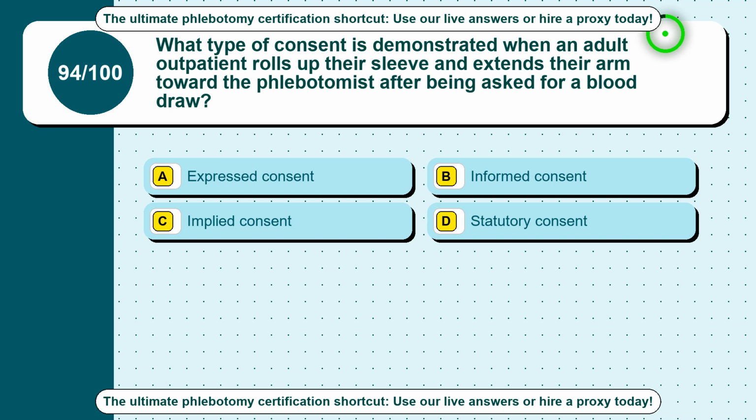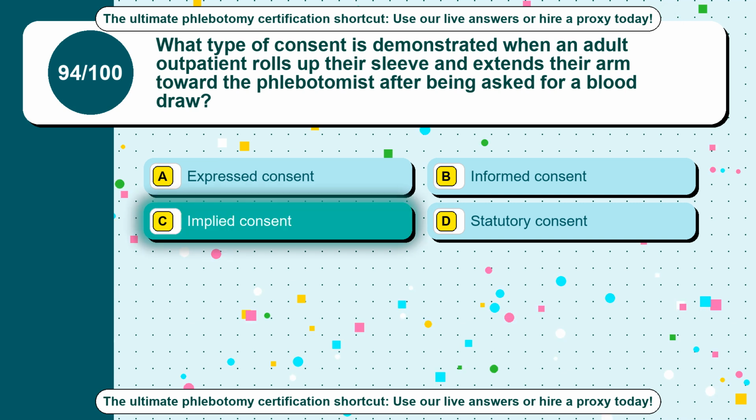Question 94. What type of consent is demonstrated when an adult outpatient rolls up their sleeve and extends their arm toward the phlebotomist after being asked for a blood draw? Option A, expressed consent. Option B, informed consent. Option C, implied consent. Option D, statutory consent. The correct answer is option C, implied consent.